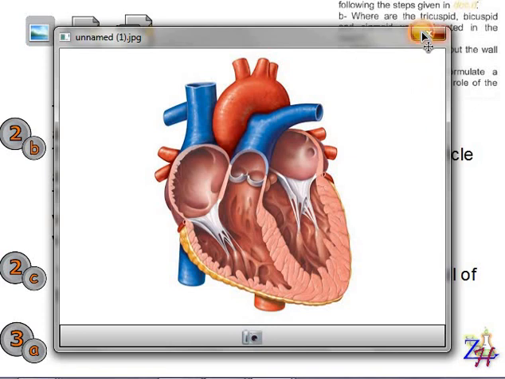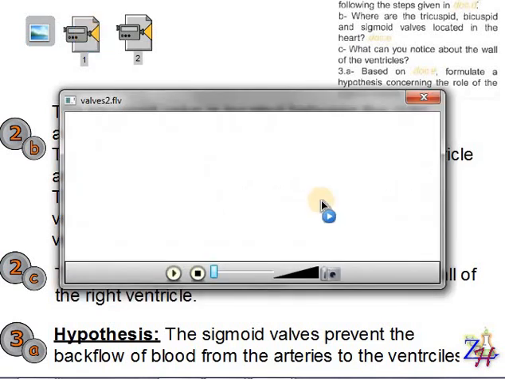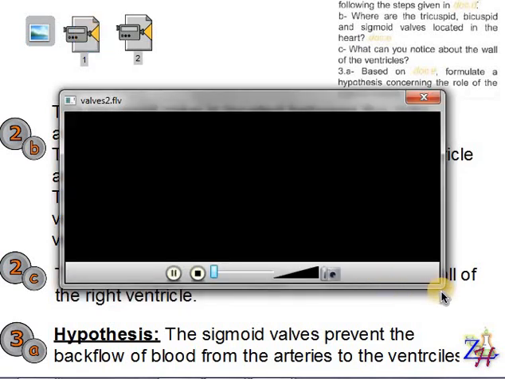So here we can say, of course, we have to write first hypothesis. The sigmoid valve prevents the back flow. Back flow is a very important word here, of blood from the arteries to the ventricles. Okay, in order to understand more what are valves, we will watch these two videos. First of all, we have here a short video about the valves.